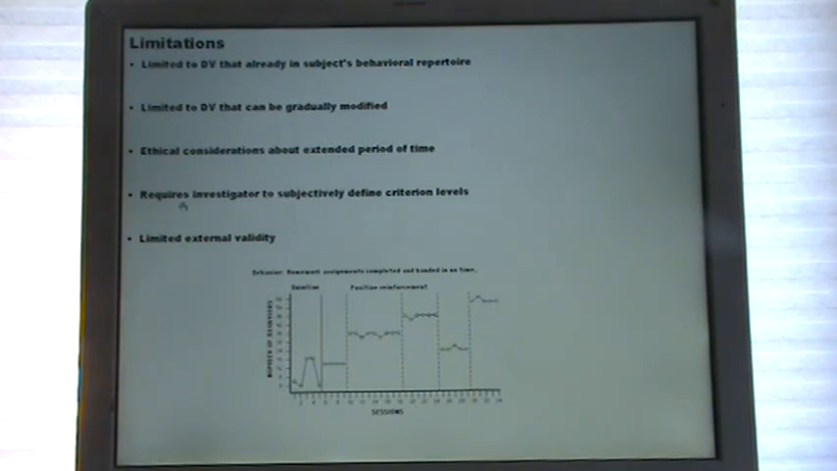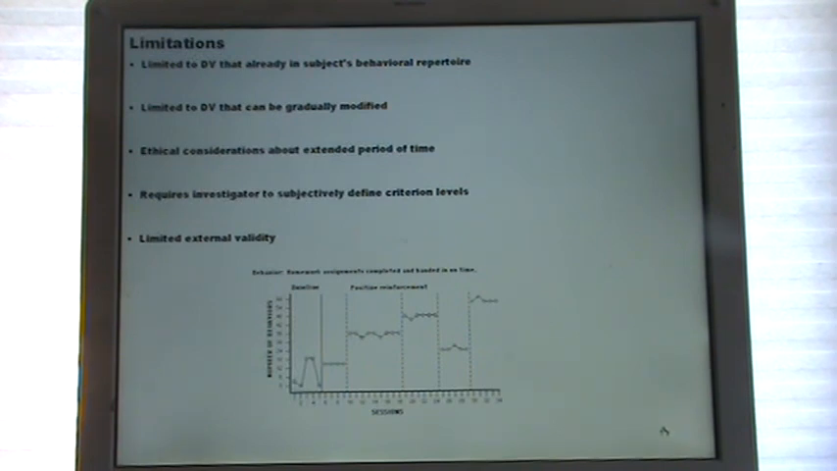And another thing, it requires the researcher or the investigator to subjectively define criterion levels. Like, if let's say in the quitting smoking example, how do you define what would be an appropriate first phase and second phase and so on? That's sort of scratching your head and guesswork. And this design has limited external validity. It doesn't generalize well. Again, you would need multiple replications.